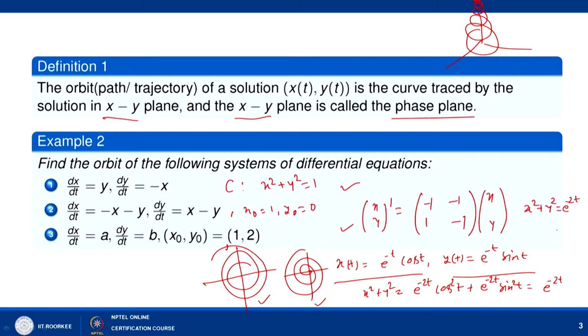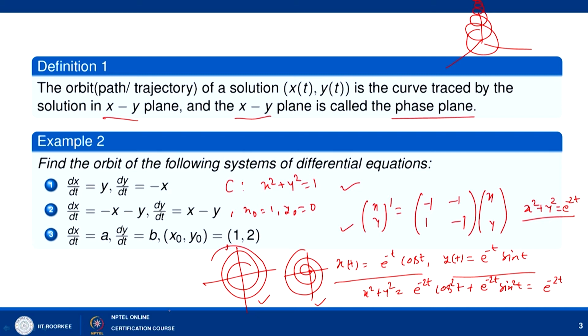So, it means that as t tends to infinity, it will trace one of the figures like this. Now, let us check exactly which one of the figures it is. That we can verify from the equation. The first thing we get from the solution curve is that x² + y² = e^(-2t), which means as t tends to infinity, your solution will tend to 0. Now, let us look at the direction.